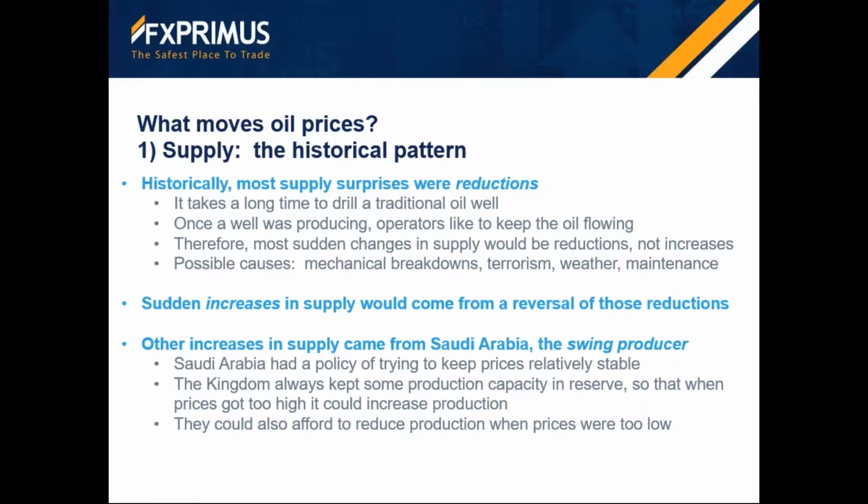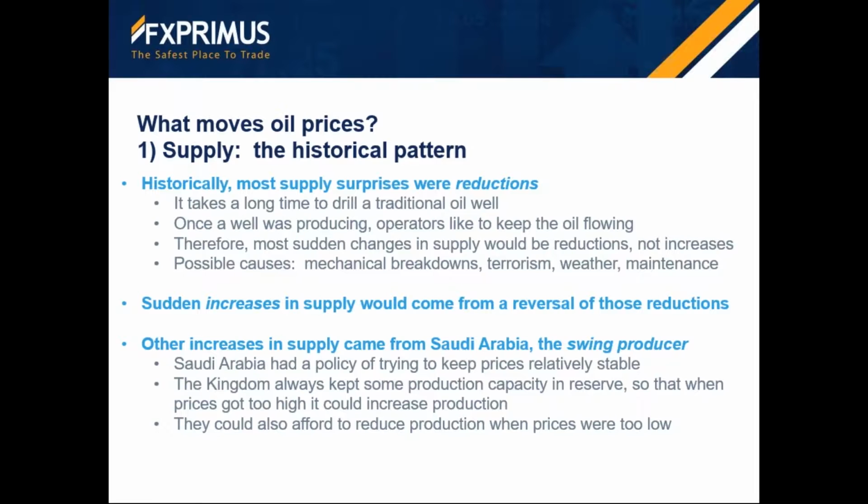Iran was shut out of the global oil market for years because of sanctions. Libya's oil production obviously plummeted when they had a civil war. And sometimes producers just shut down operations for maintenance. Oil fields also get exhausted over time. Britain's North Sea oil fields, for example, made the country a net exporter of oil in the 1980s, but now it's a net importer. Now, reductions in supply obviously tend to push up prices.